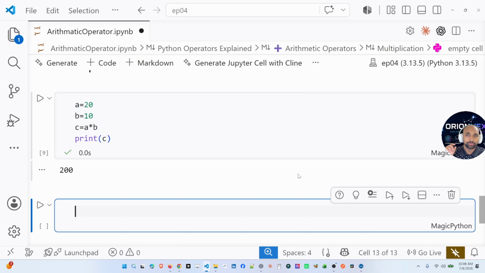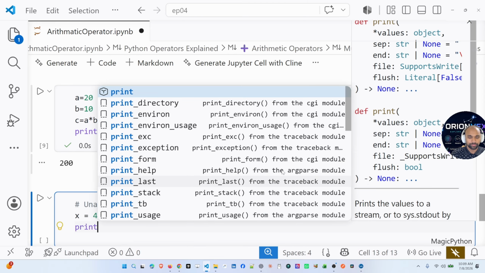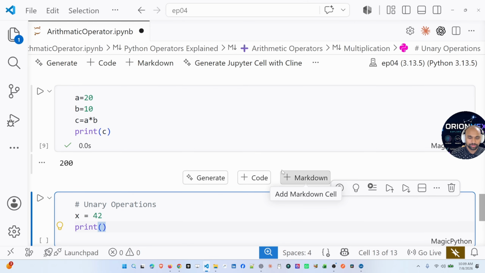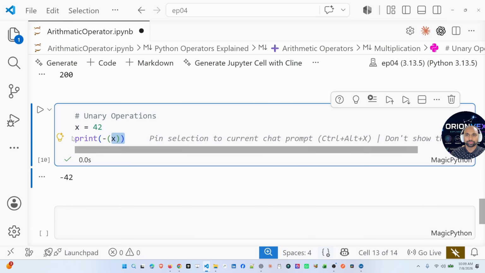Before moving deeper into the next operators, we can see one more example. Another one is called the unary operations. Let's see what is meant by this. Suppose I have a value x = 42. Print minus x. It will print minus 42.